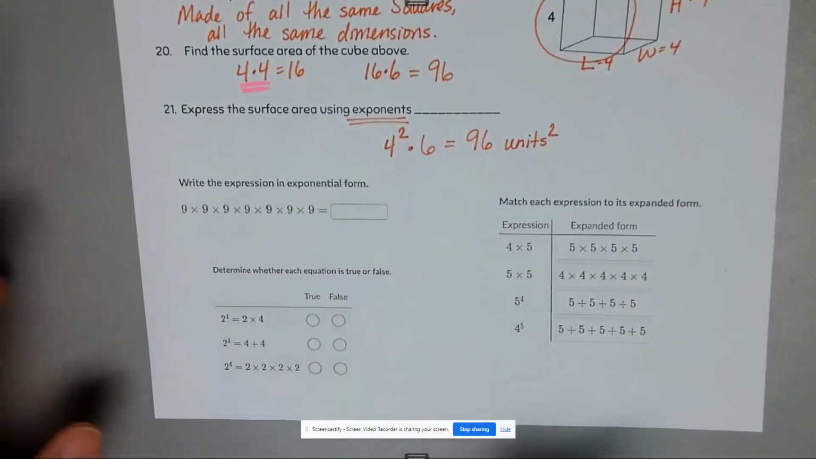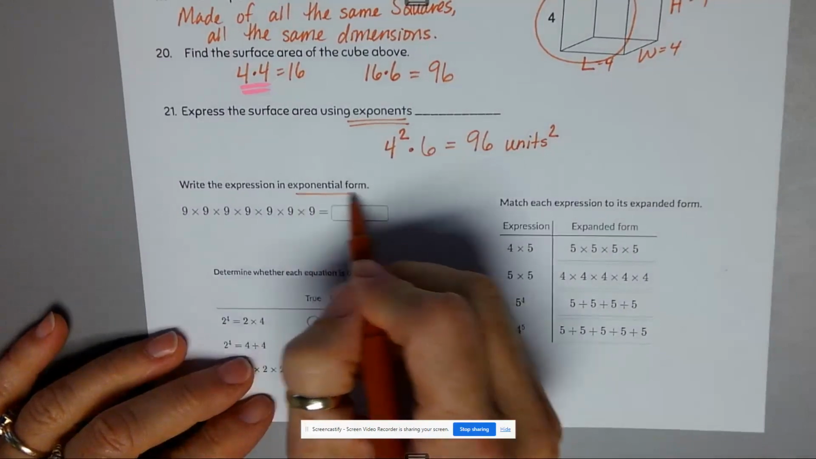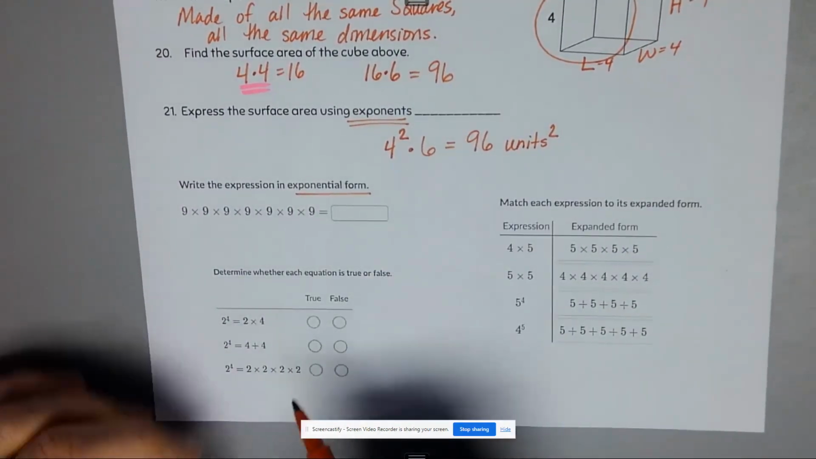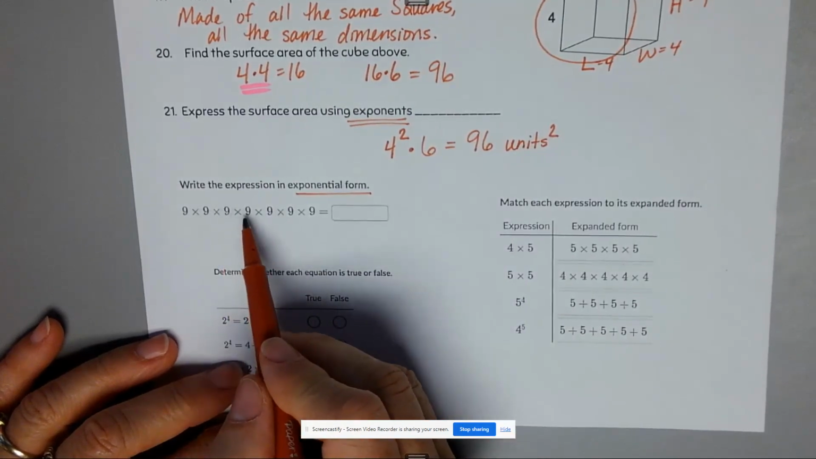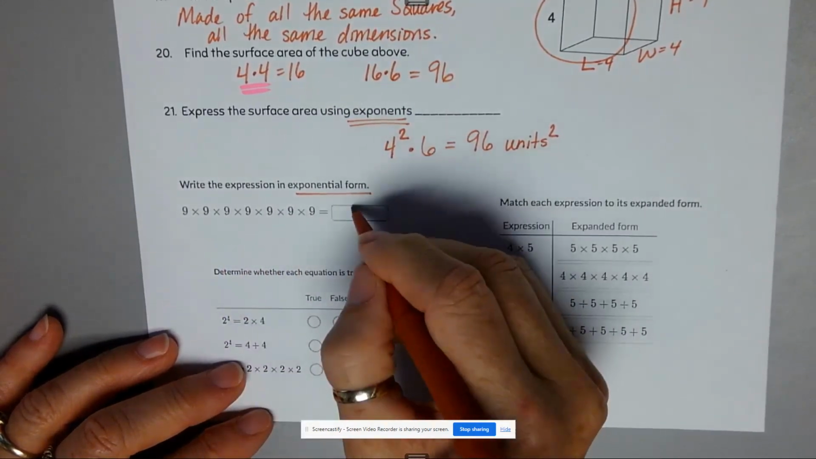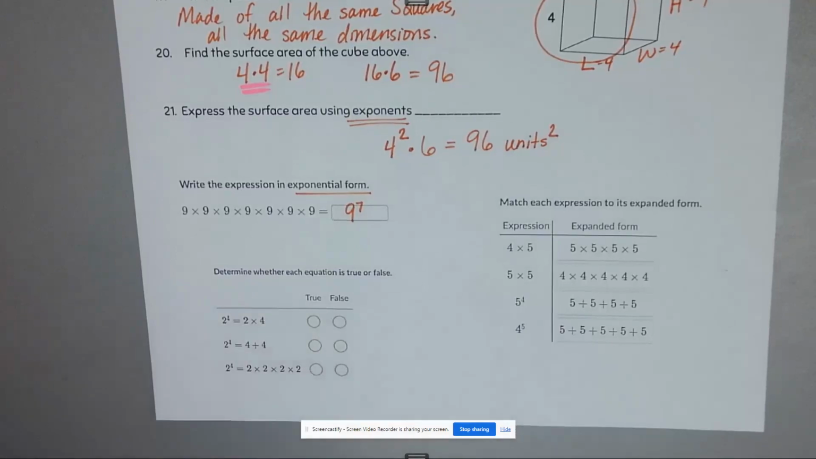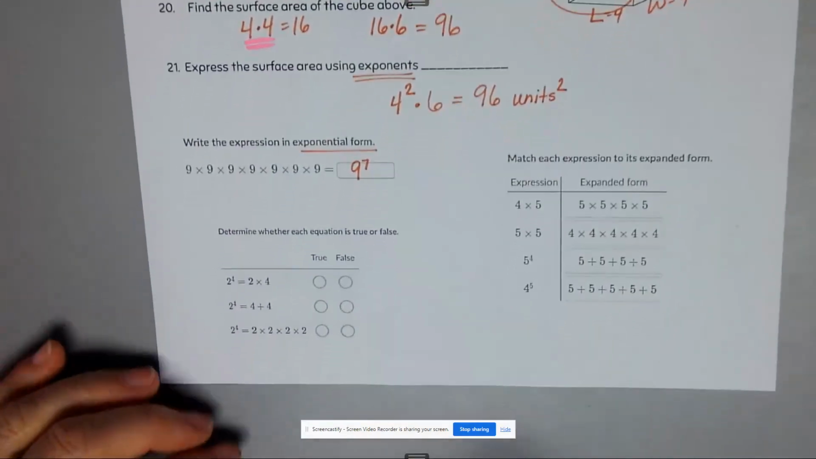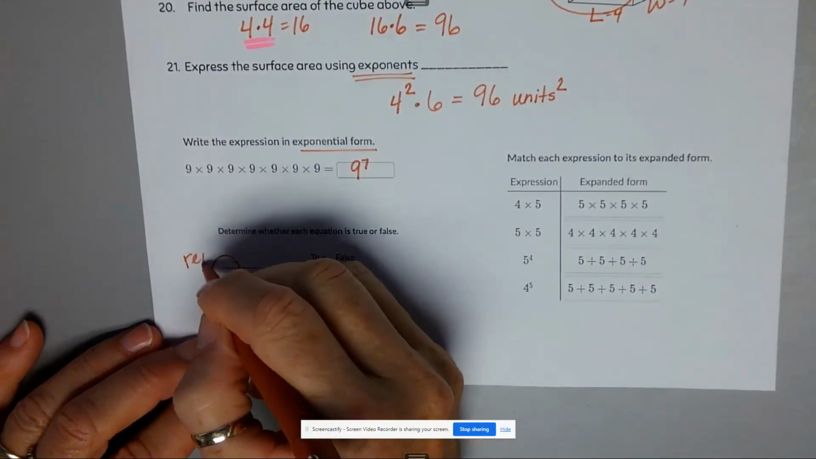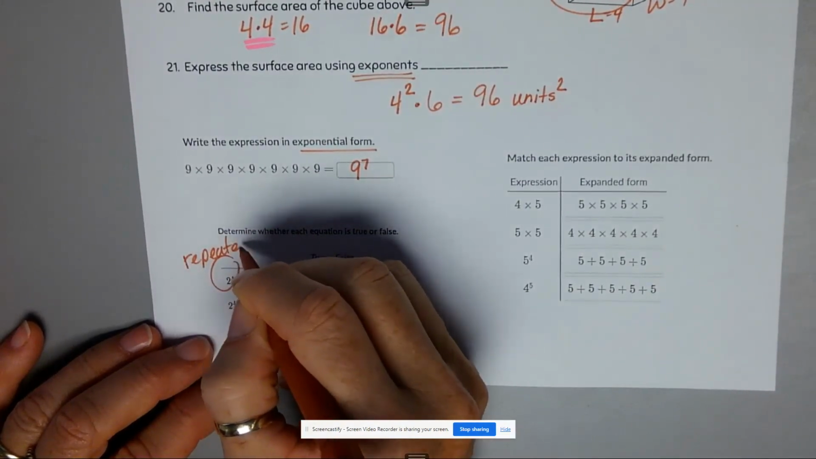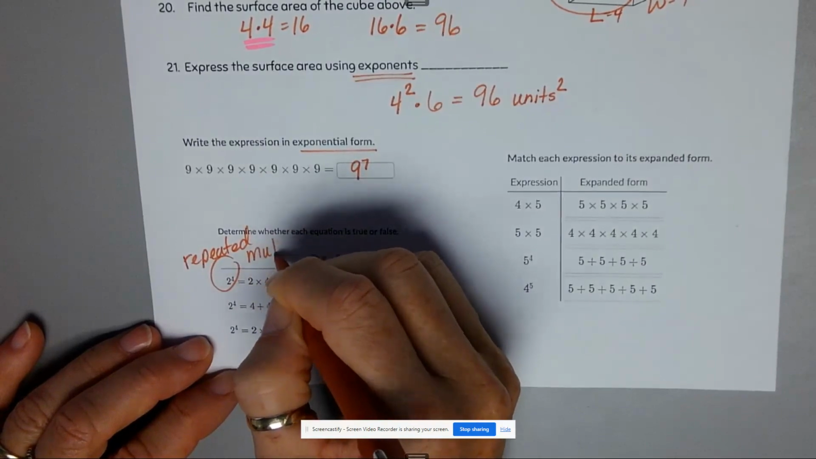All right, a little bit of review on exponents. Exponent form, you want to know how many times this number is being multiplied by itself. 1, 2, 3, 4, 5, 6, 7, 9 to the 7th power. Is a statement true or false? Remember, an exponent is repeated multiplication.